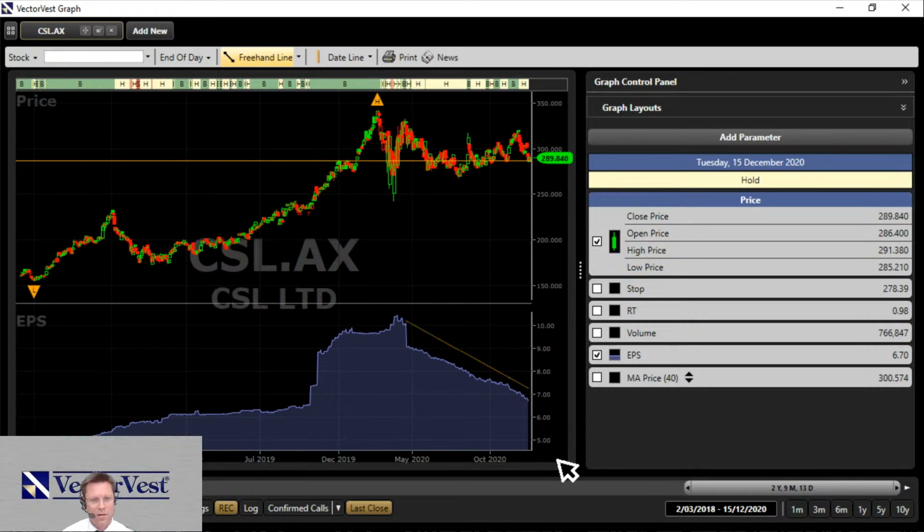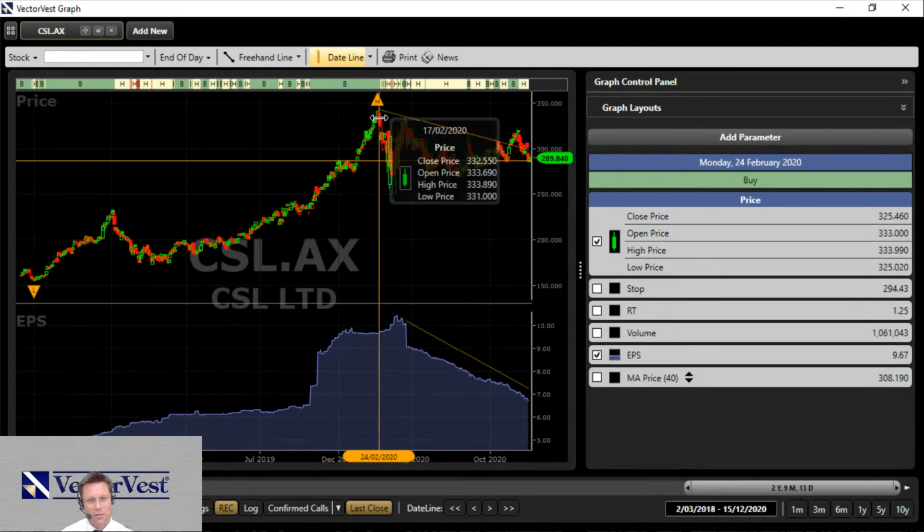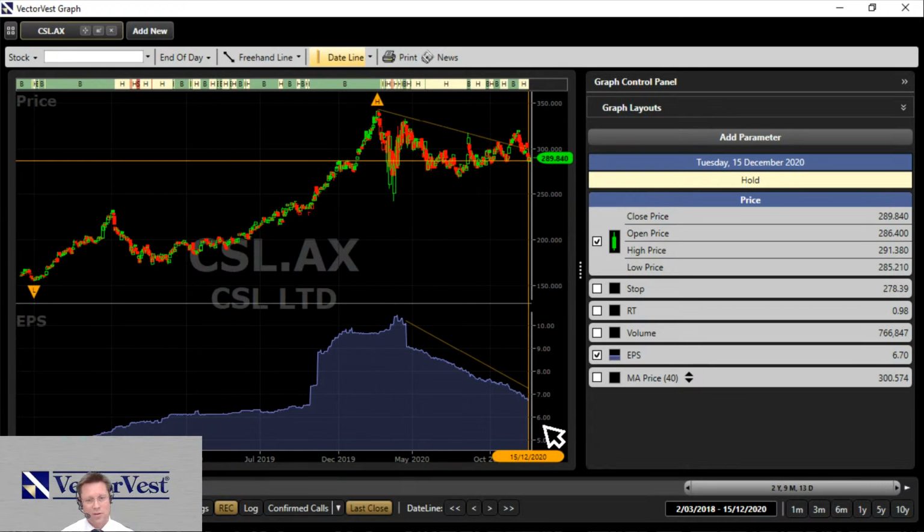The earnings are declining. It's actually held up remarkably well considering just how much the earnings are under pressure. You've got your price here, 330. It's come down to 289. If those earnings continue to fall, CSL will continue to fall in price. It's just how it works. Sometimes it might defy it for a wee while, but you can't keep having a company with falling earnings.